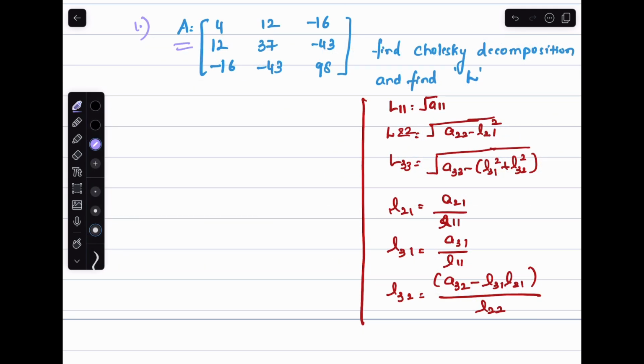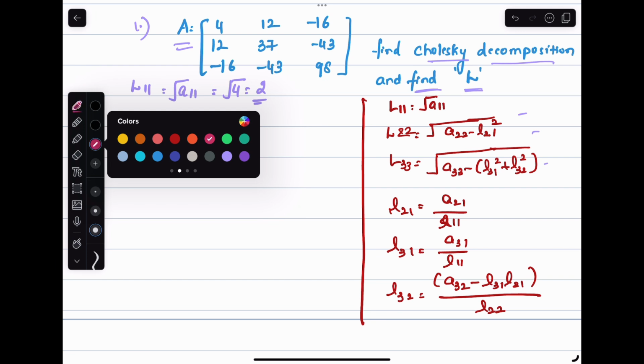So the problem will be that a matrix is given and we have to find the Cholesky decomposition, and we have to find something called L. And here are the formulas that have already been discussed and derived. So the first and foremost thing that we have to do is find L11, which is root of A11, which is root of 4, which is 2.